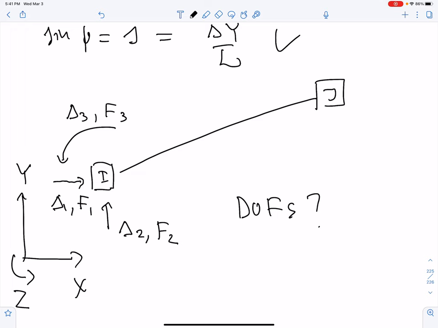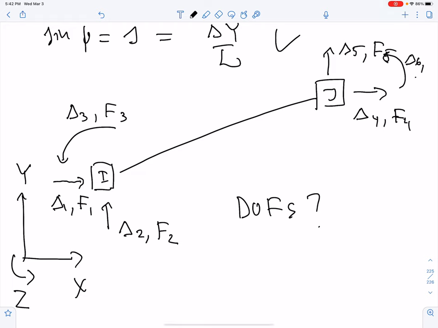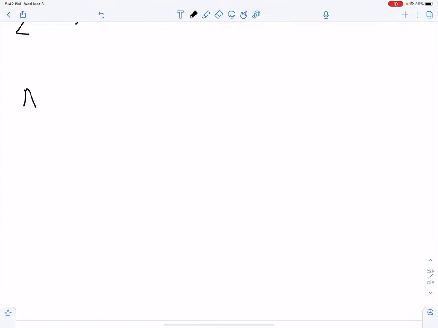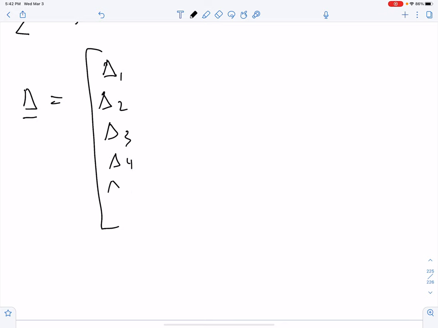So just an expanded definition of the degrees of freedom. I go to node j, I continue. Delta 4 is now my new x displacement. F4 is my new x force. Delta 5 is my new y displacement. F5 is my new force. And then I can have a moment counterclockwise. Delta 6 is the rotation, and F6 is the corresponding moment. And so then, if I write delta now, what I mean is no longer 1 through 4, but 1 through 6. Delta 1, delta 2, delta 3, delta 4, delta 5, and delta 6, like this.